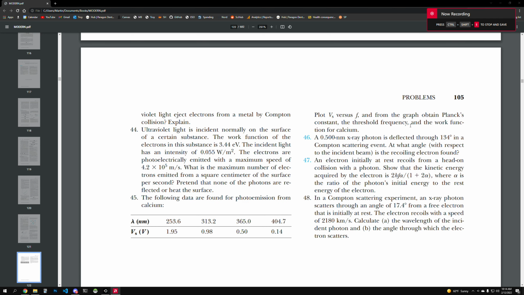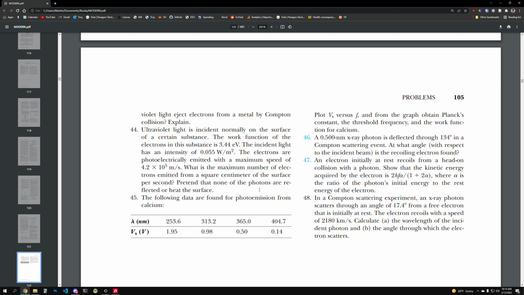All right, so we're going to do number 44, where we have some kind of ultraviolet light that has been incident on a surface. It has a work function, and then we have an intensity of that incident light. We have a speed of electrons that is related to that, and then what is the maximum number of electrons emitted from a square centimeter of the surface per second.